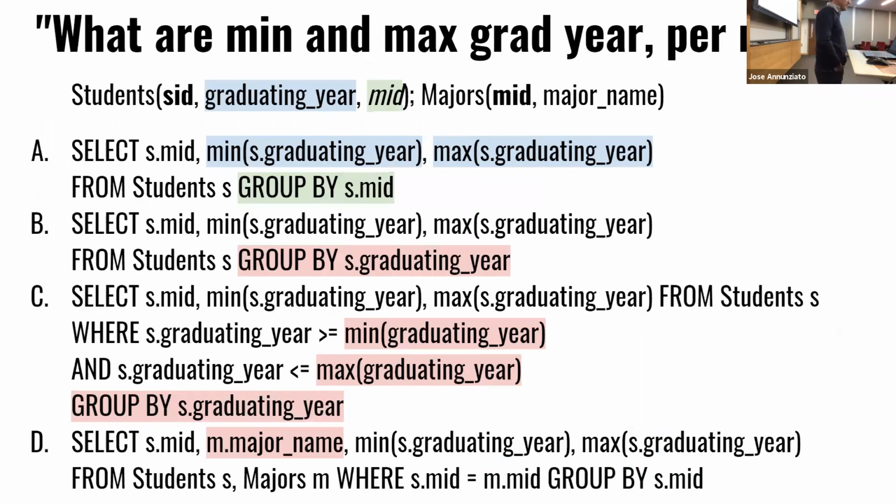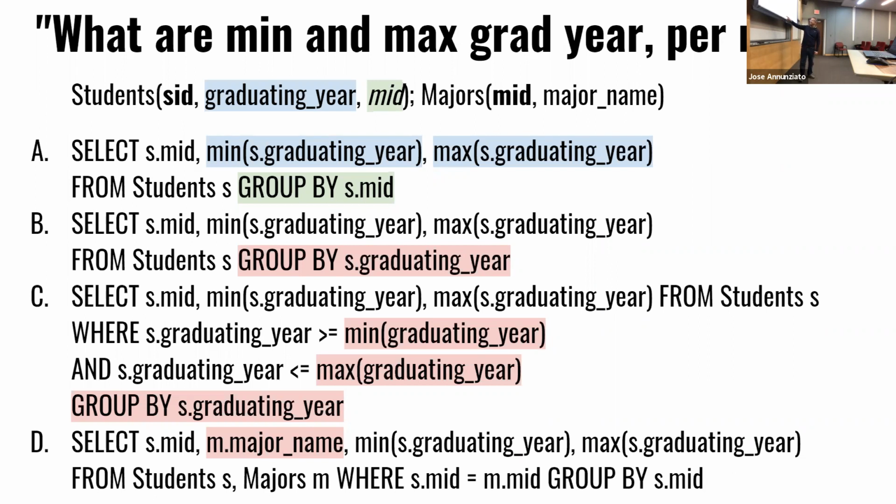So here's a couple of examples. So here I'm doing the join, even though I don't need to do the join. I am grouping correctly by the major ID, right, which is fine. The join is fine, right, but I don't need it, right?